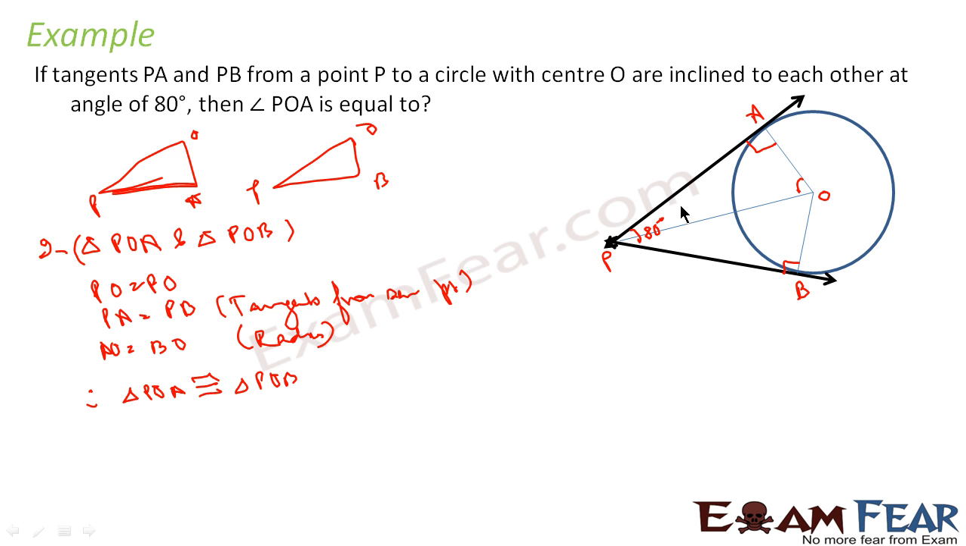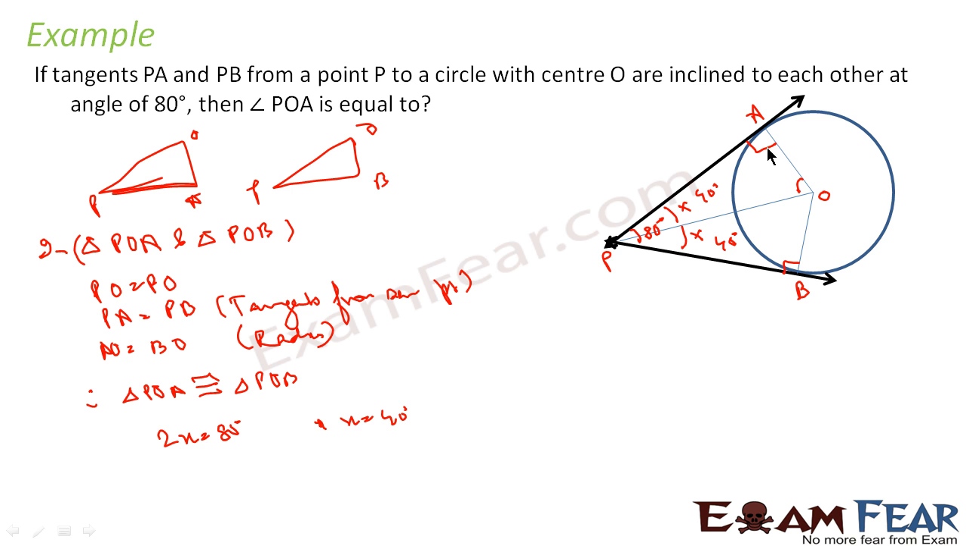So this angle is equal to this angle. Let me say this angle is x. This is also equal to x. So the question says 2x is equal to 80 degree, x plus x is 80 degree. So I can say that x is equal to 40 degree. So this angle is equal to 40 degree and this angle is also equal to 40.